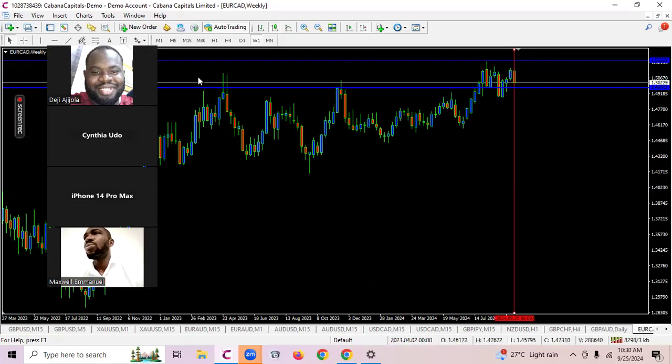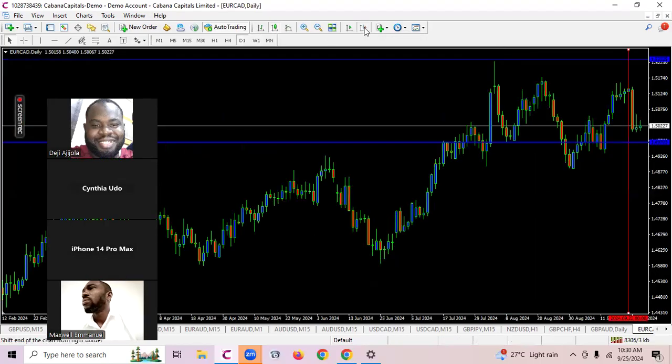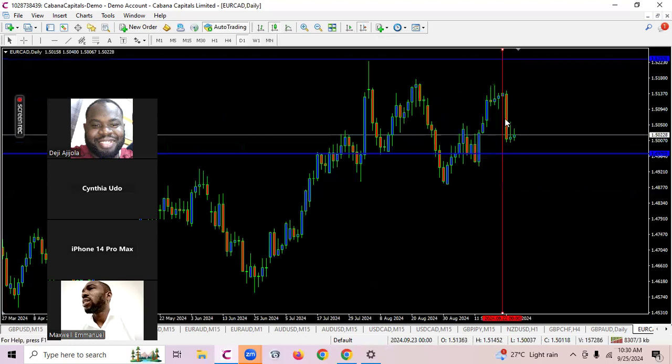After the close of last week candle, what do we have on daily? You can see what we have on the daily time frame. This is an engulfing pattern. So we had several bearish reversal patterns indicating that the trend will change from bullish to bearish. Can you see that?